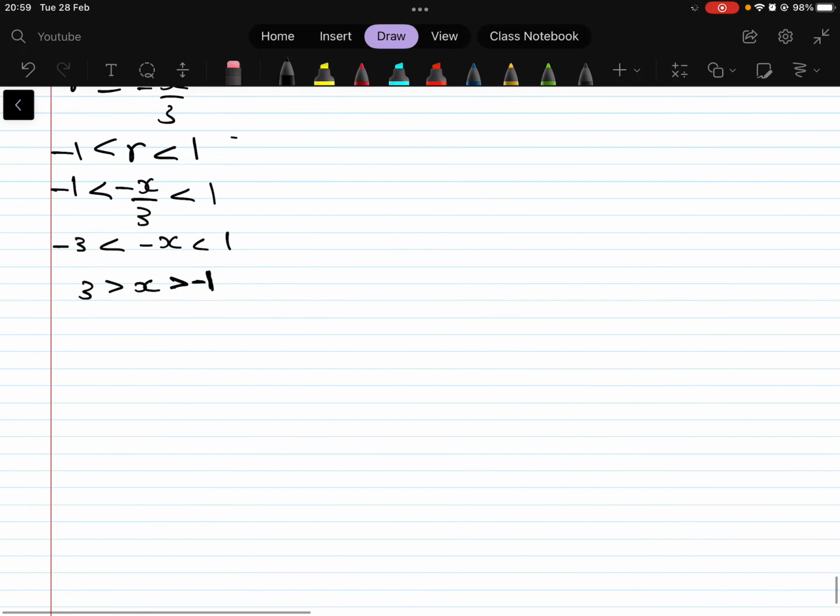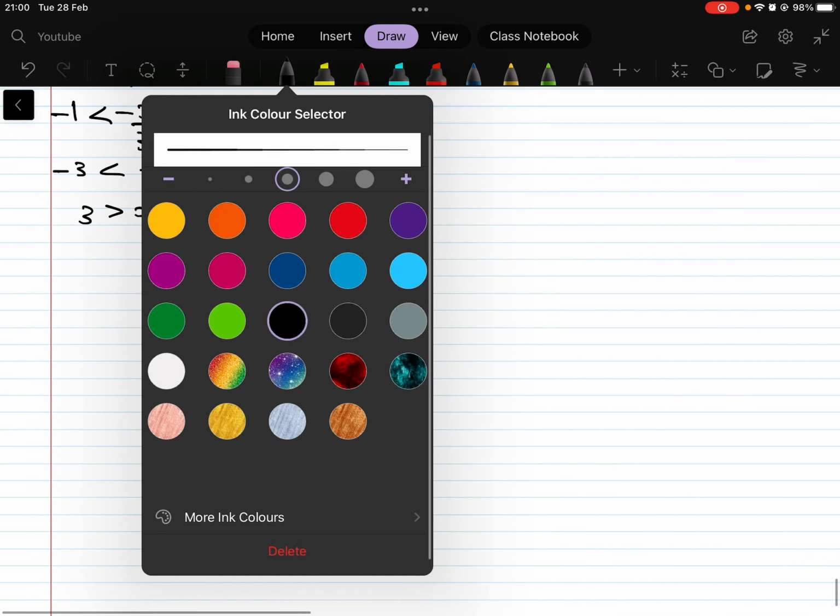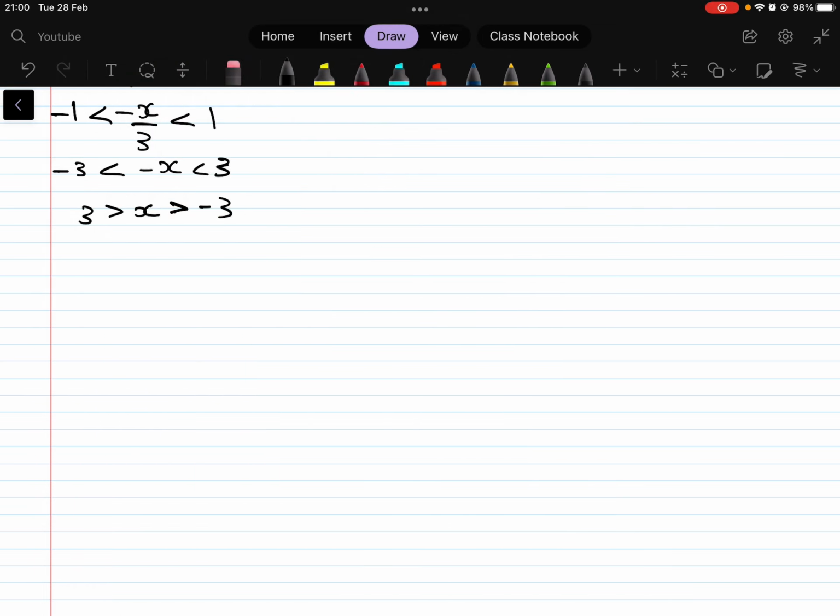Oh no, I didn't do the multiplication properly. On the right, I'm supposed to have, sorry for that, 3 times 1, which is +3. Then this is becoming -3, like that. Sorry for the confusion. Okay, moving on.